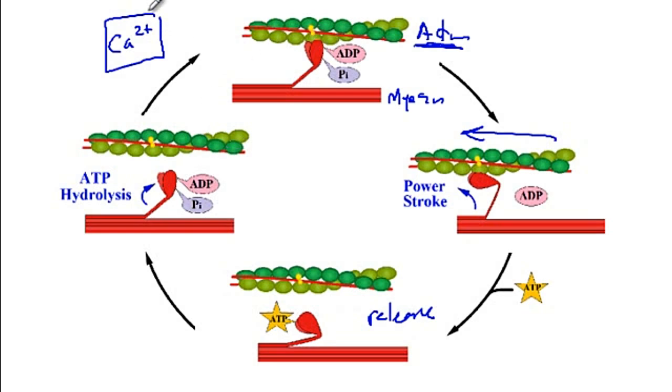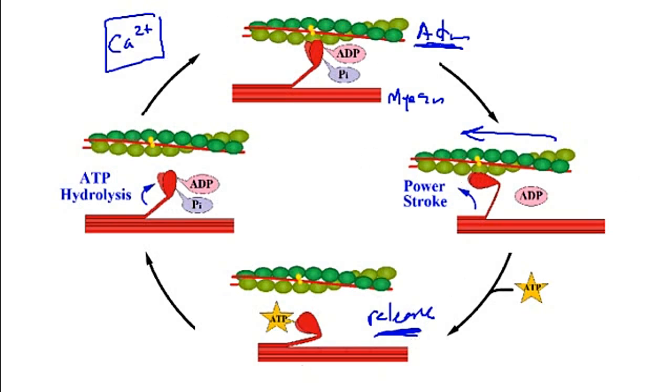So let me repeat that again. Calcium will be released. It will displace the tropomyosin on the actin filaments, causing the exposure of the myosin binding site on the actin. So at this stage now, myosin head can bind to the actin. There is a power stroke where the actin filament will be pulled. After that, ADP will be released and ATP will bind to the myosin head, causing release of the actin from the myosin. And then finally, ATP gets hydrolyzed, causing recharge of the myosin head, and then the cycle continues again.